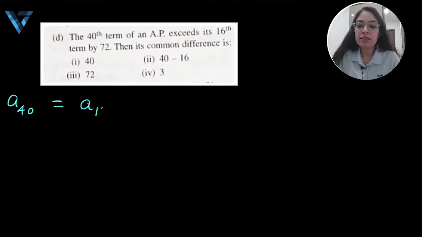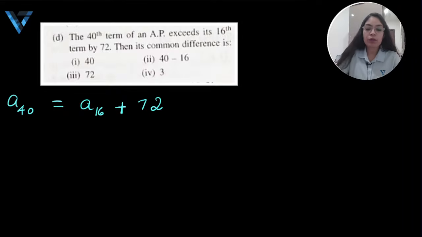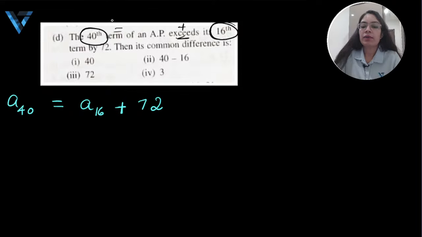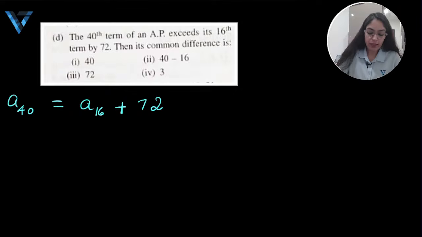A16th. So it exceeds the 16th term. Exceeds means plus. So it exceeds the 16th term by 72. So A16 plus 72. Whenever exceed is there, you have to write plus. After the 40th term you write equals to, then whatever term is mentioned, here the 16th term, then write plus, and since exceed is used, write 72 after the plus. So A40 is equal to A16 plus 72.